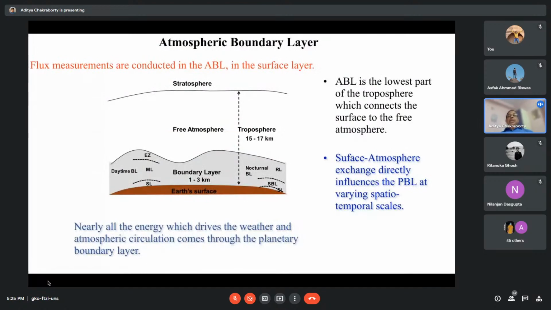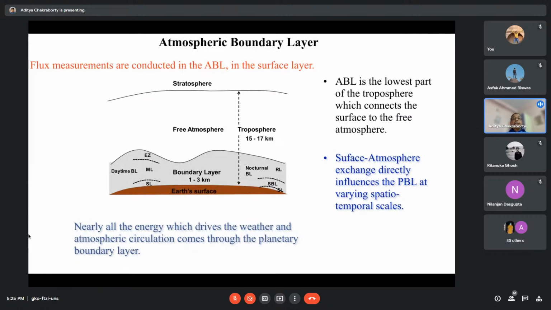Now, in order to understand the eddy-covariance technique, which I'll discuss a little later, I would like to give you a little background about the atmospheric processes, particularly atmospheric boundary layer processes. As you know, it is the lowest part of the troposphere which connects the surface to the atmosphere.